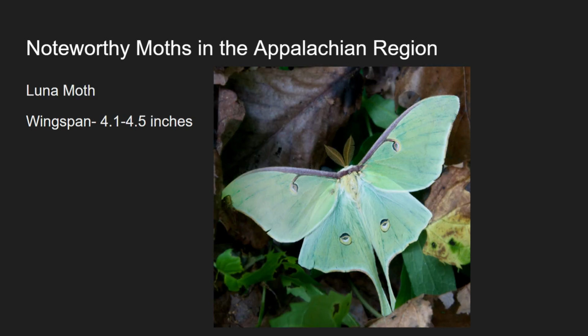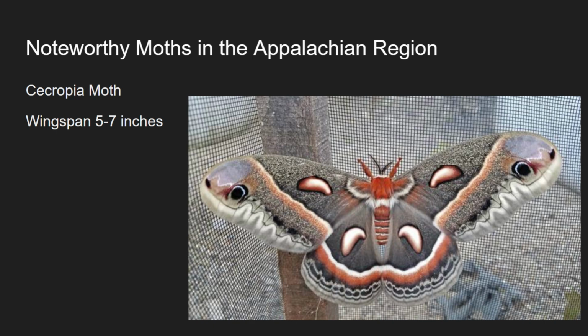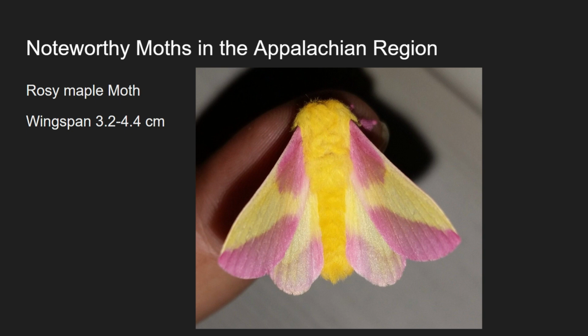Another one is the Luna moth. Their wingspan is about 4.1 to 4.5 inches. They're this nice green color. Next, we have the Cecropia moth. Their wingspan is 5 to 7 inches, so they're one of the larger moths we have in this region. Another one is the rosy maple moth. They're a lot smaller, only about 3.2 to 4.4 centimeters.